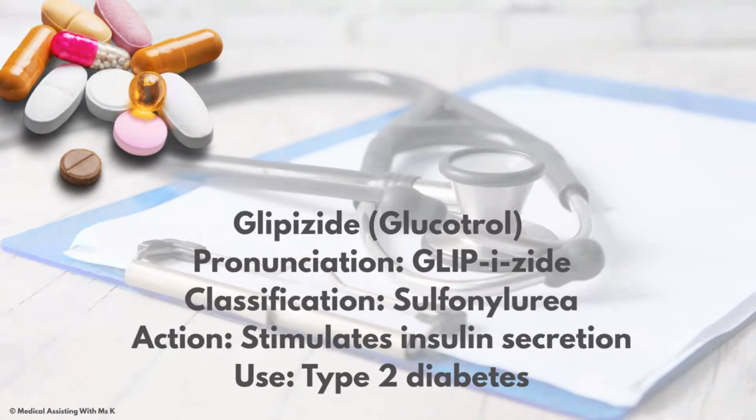Glucotrol is the brand, and then glipizide is the generic. Classification is sulfonylureas, and the action, it stimulates insulin secretion. It is used for patients with type 2 diabetes.